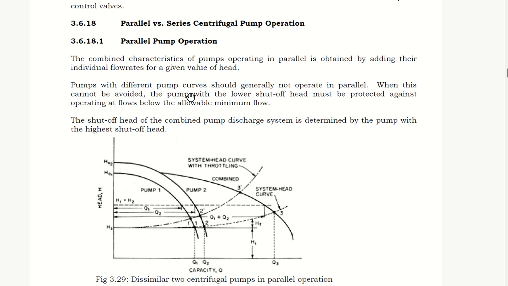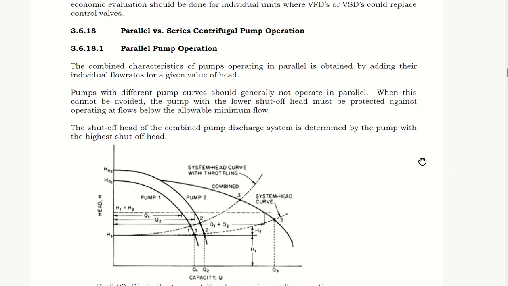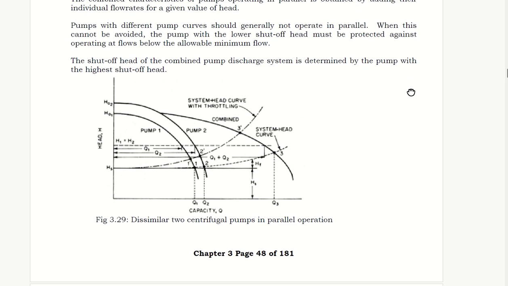Pumps with different pump curves should generally not be operated in parallel. When this cannot be avoided, the pump with the lower shut-off head must be protected against operation at flows below the allowable minimum flow. The shut-off head of the combined pump discharge system is determined by the pump with the highest shut-off head. These are some of the critical things that we should understand.